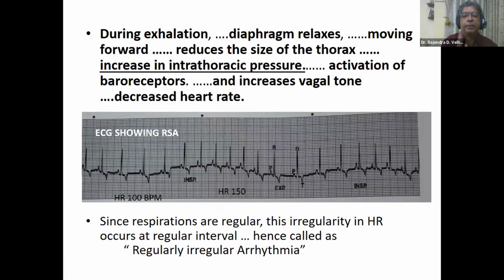Now, since respirations are occurring at regular intervals, this irregularity of decrease in the heart rate during expiration and increase during inspiration occurs at regular intervals, and therefore it is classified as regularly irregular arrhythmia.